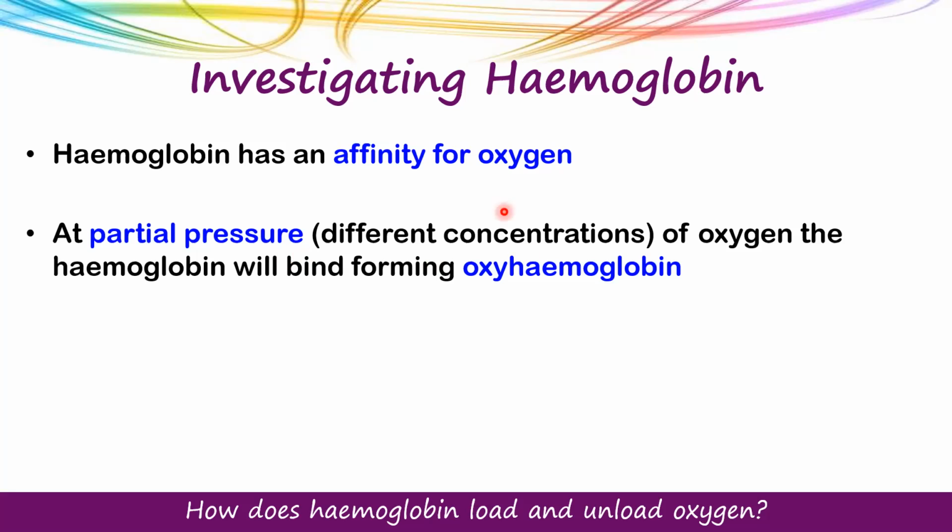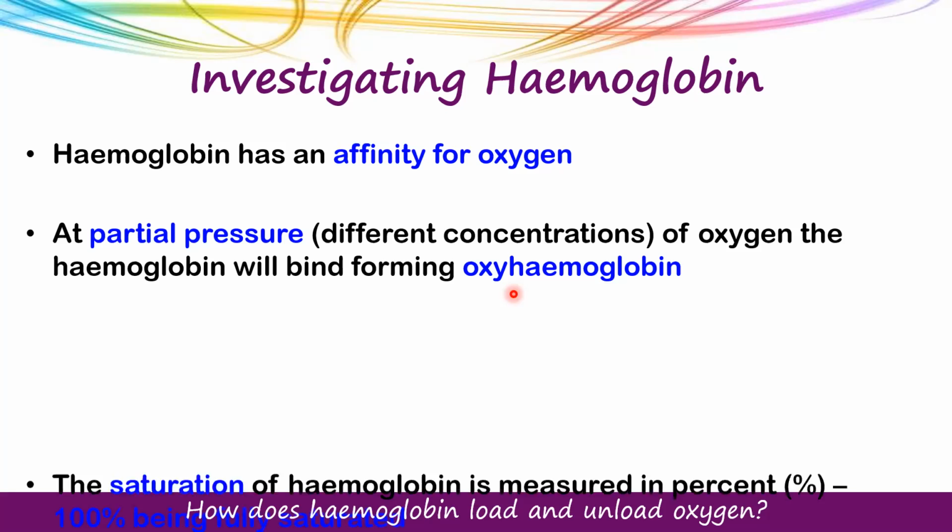So at a given partial pressure or concentration of oxygen, the hemoglobin will bind oxygen, forming oxyhemoglobin. We saw that in the lungs the oxygen concentration was high, so oxygen was binding to hemoglobin as oxyhemoglobin. But it depends upon the concentration of oxygen at that time, right? If there is more concentration, definitely more oxyhemoglobin will be formed. If there is less concentration, less oxyhemoglobin will form.